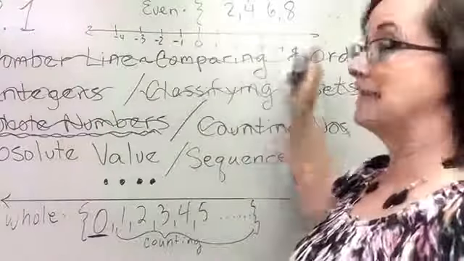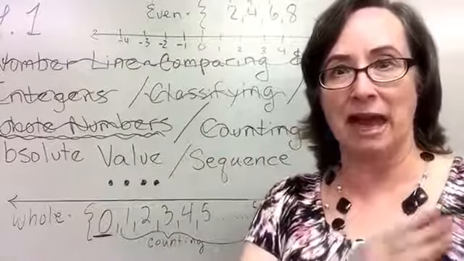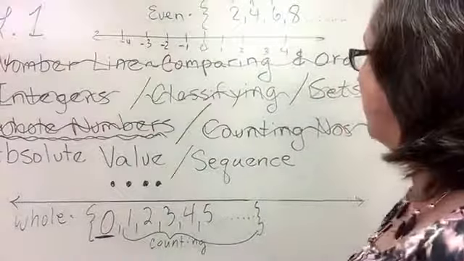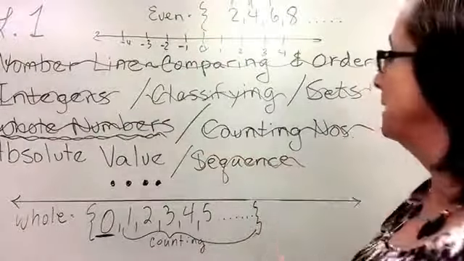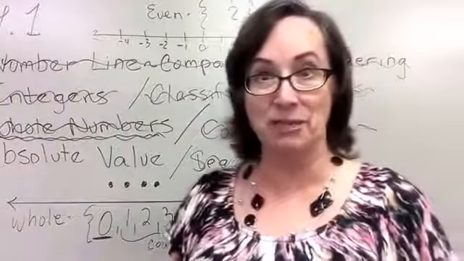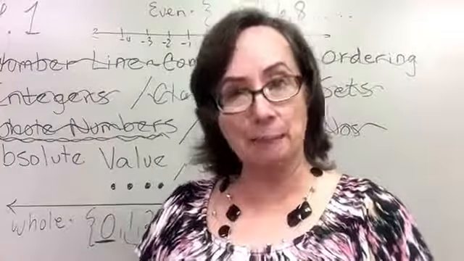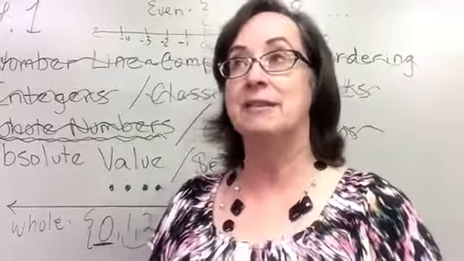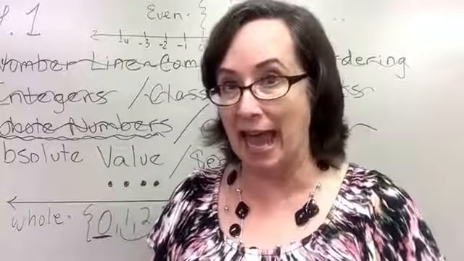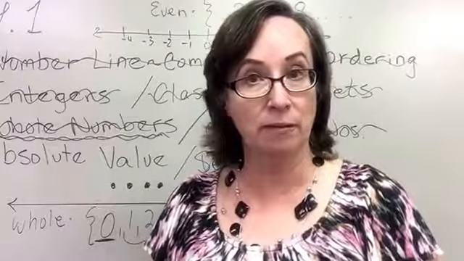Okay, so this is a sequence. It goes on and on according to that pattern. Okay, so we know what a sequence is now. And the last thing that's on the board that we haven't talked about is the absolute value. The absolute value is very easily defined as the distance of a number from 0.